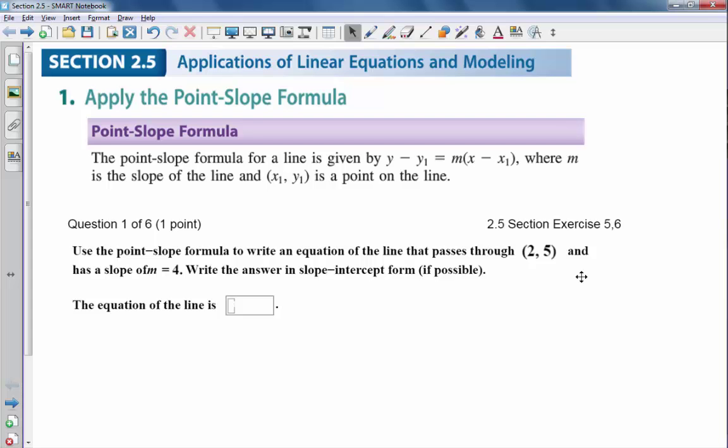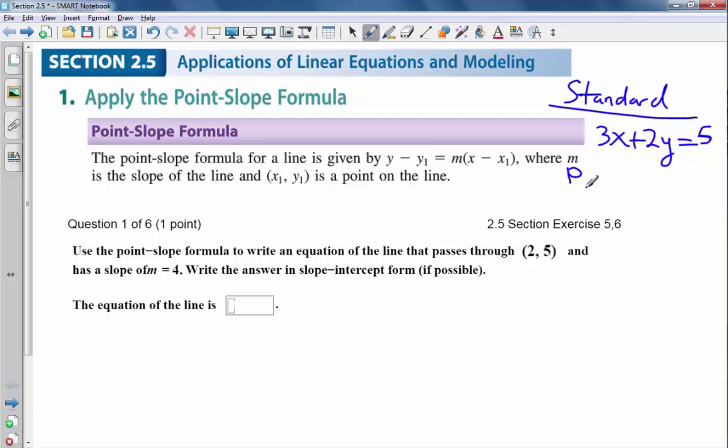So far we learned about two line equations. Standard form means x and y together set equal to a number. The second form we learned yesterday was slope-intercept, which is like y equals minus 2x plus 5. Minus 2 is the slope, 5 is the y-intercept, the y-coordinate of the y-intercept.